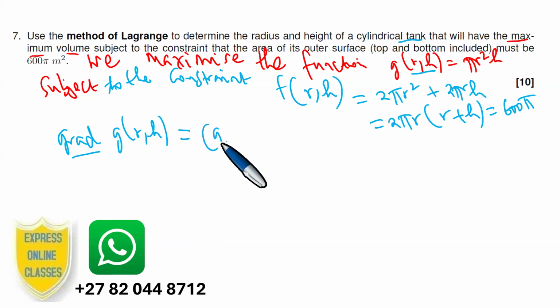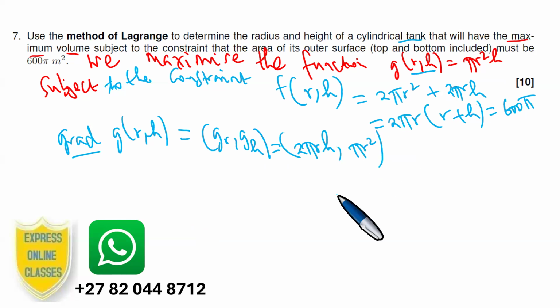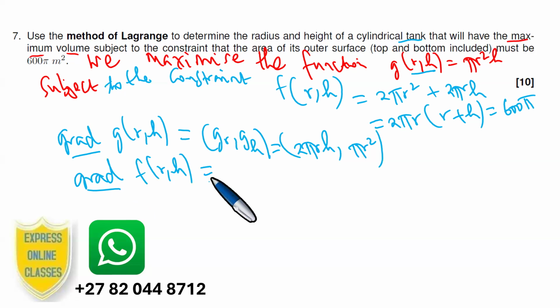The gradient, like you said, is going to be g_r then g_h. Partial derivatives, right? So the derivative of this one with respect to r, which is r squared with respect to r, is going to be 2 pi r h. The derivative of this one with respect to h is pi r squared. Which is f(r, h). We find the gradient of f(r, h), which is f_r, f_h.